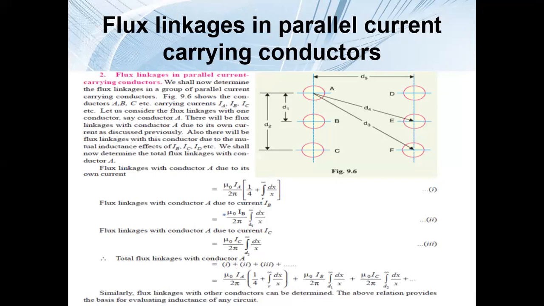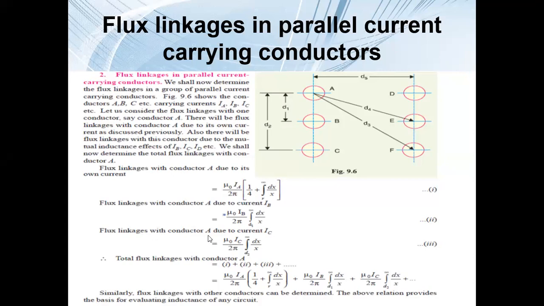Next is the flux linkage with conductor A due to current IB. This current IB will contribute towards the flux linkage on conductor A, but only the external part. There will not be any internal part because this current is contributing flux to conductor A. So it is mu naught into IB by 2 pi integration from D1 to infinity dx by x.